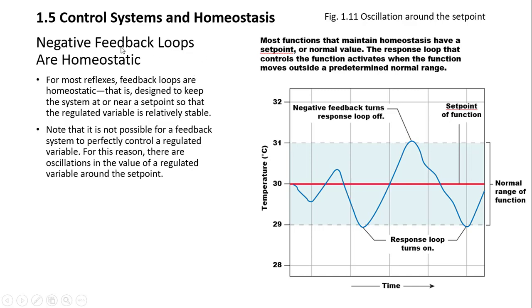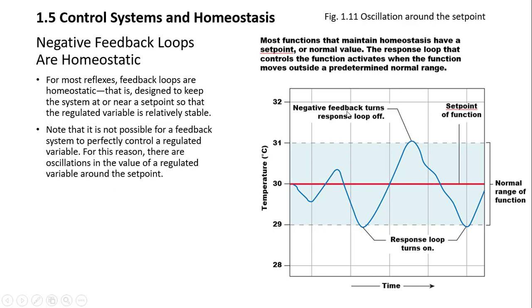Okay, so these negative feedback loops are considered to be homeostatic. For most reflexes, feedback loops are in fact homeostatic, utilizing negative feedback. That is, these are designed to keep a system at or near a set point, so the regulated variable is relatively stable. One thing to note, though, is that it's not possible for these feedback systems to perfectly regulate the variable. There are always small oscillations of the value that's regulated, or regulated variable around the set point.